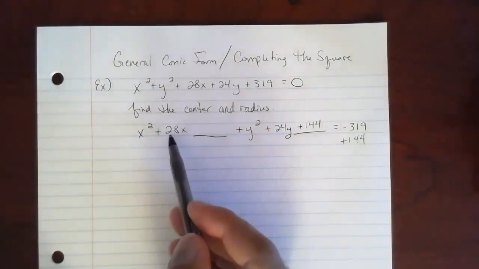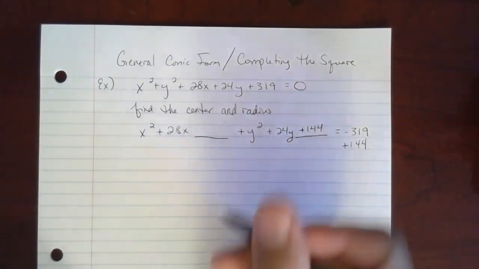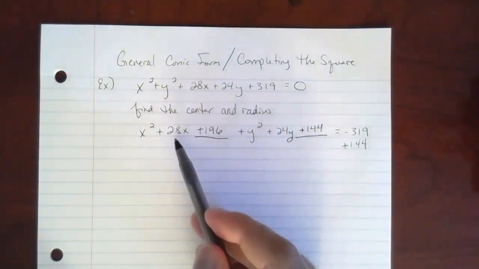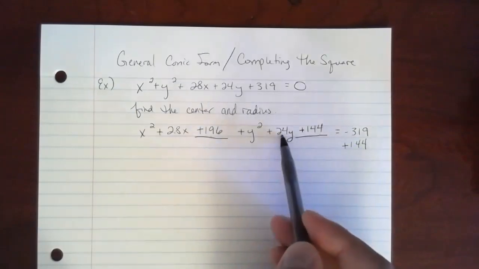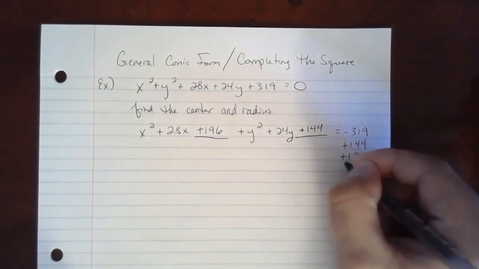Over here with the x's, half of 28 is 14. So a less commonly known square here. Most people know up to 12, and that's sometimes 13. 14 squared, though, will be 196. So I took half of this and squared it to get to 196. I took half of this and squared it to get to 144. And we add both of those things to both sides of the equation.